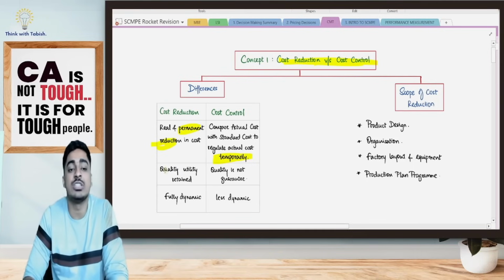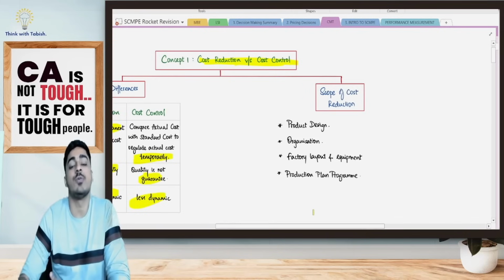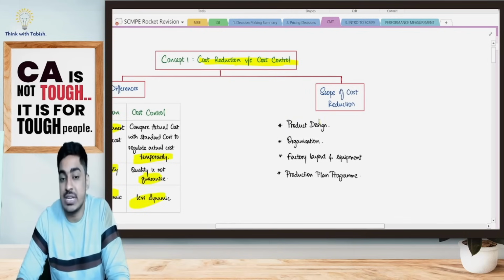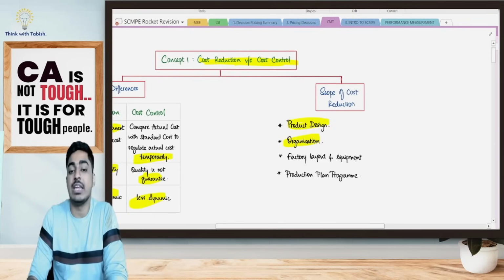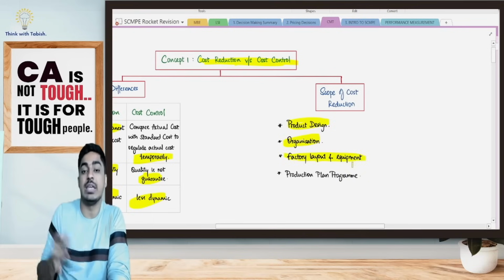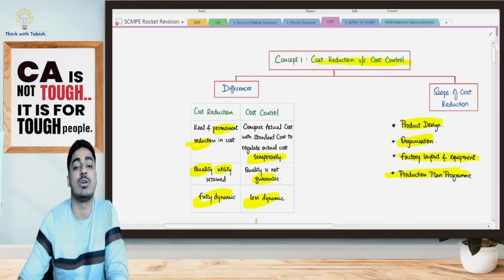In case of cost reduction, quality and utility of the product will be retained. Here it is not a guarantee. It is a fully dynamic approach. It is a less dynamic one. Scope of cost reduction, where all I can use: product design, I can be going for that. Organization structure, if I develop properly, cost will get reduced automatically. Factory layout and equipment, if factory layout is done properly, cost will get reduced. And production plan, if it is done in a more scientific way, my cost gets reduced.